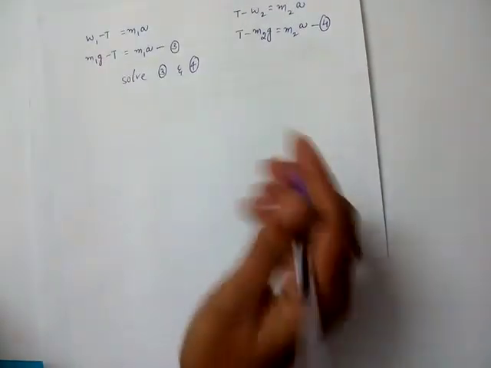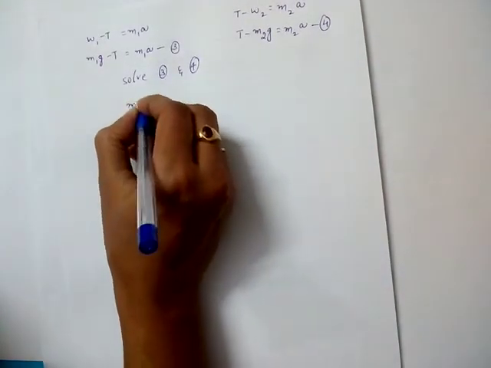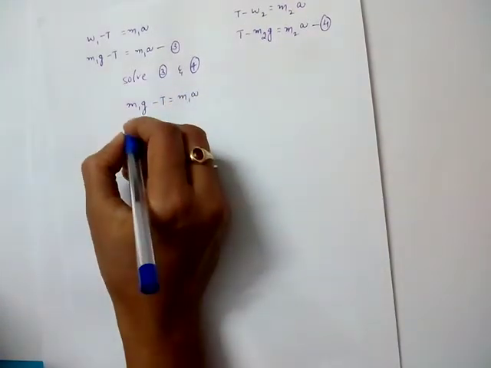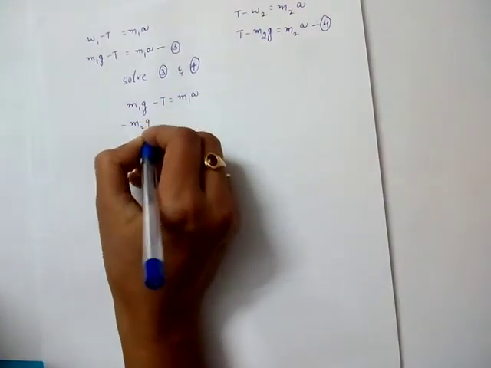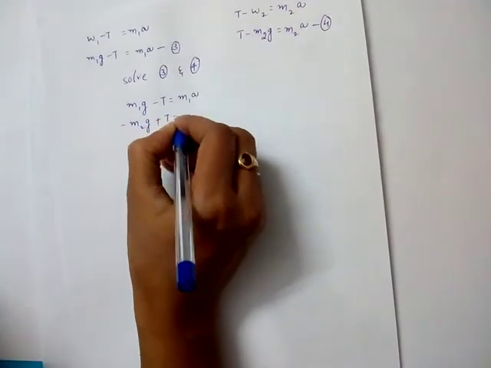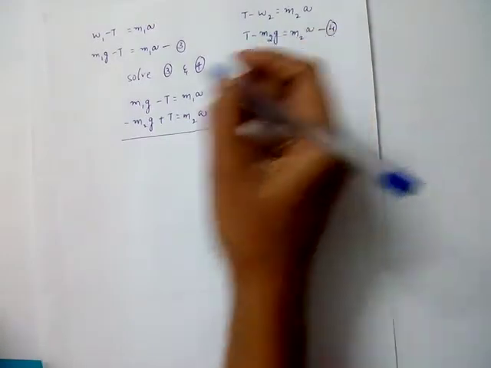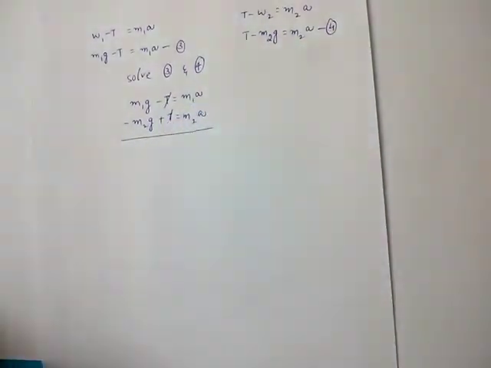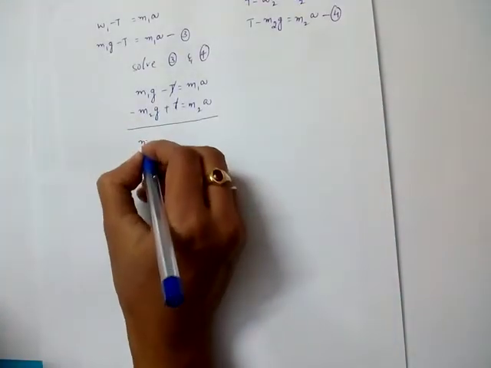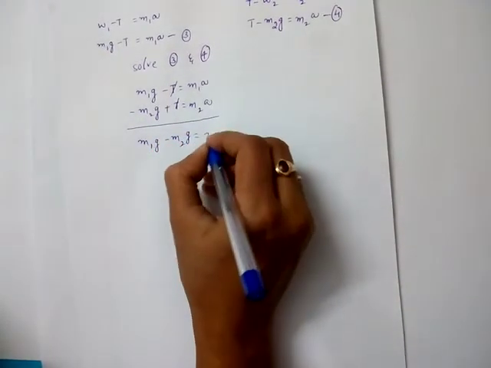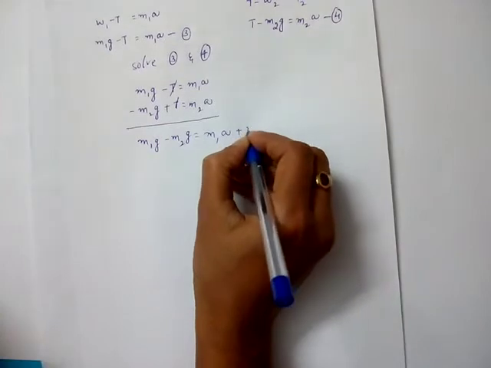Okay. Now M1G minus T is equal to M1A. I am writing M2G plus T is equal to M2A. Is it fine? I have just changed because minus T plus T I can cancel. M1G minus M2G is equal to M1A plus M2A.